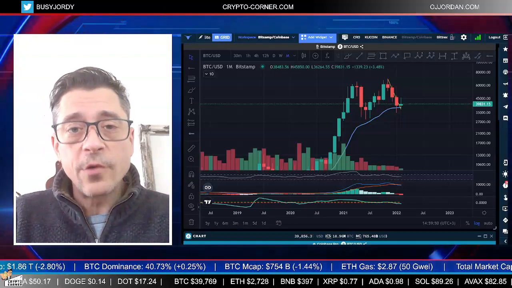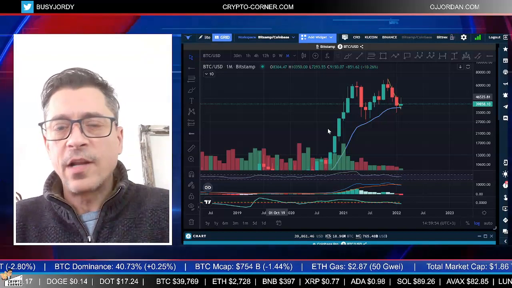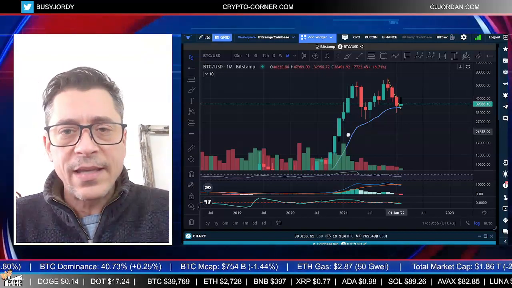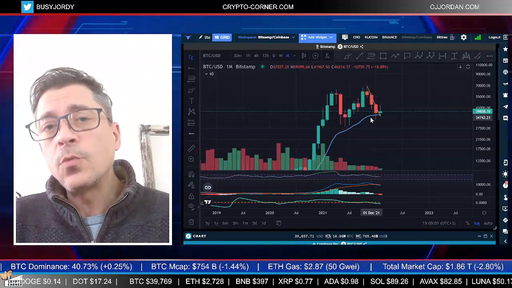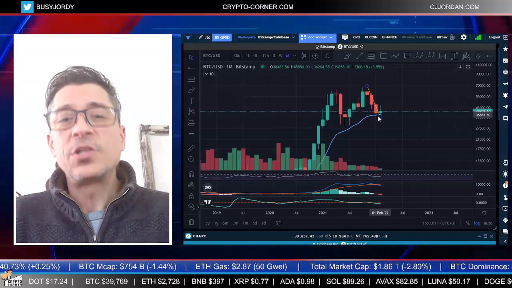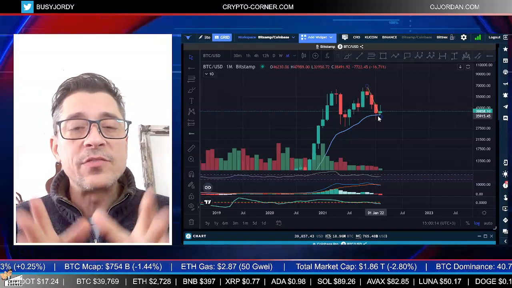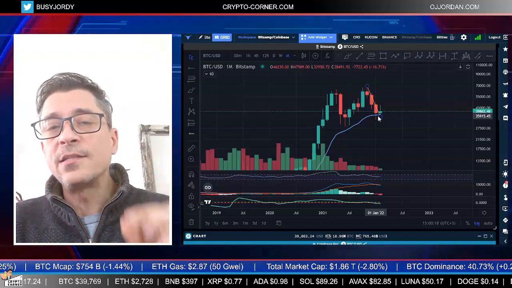This is really what I'm focusing on right now, because we are reaching, as you can see here, I've cleaned up the chart. We don't see many indicators or anything. We only see that blue line here. This is the 21 exponential moving average. And right now we are really touching this exponential moving average. It's very important that on the monthly, this moving average is acting as a support.